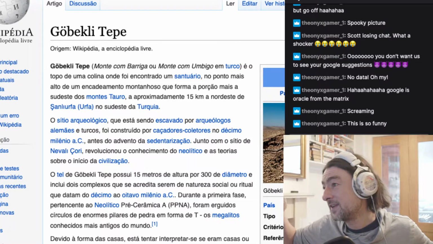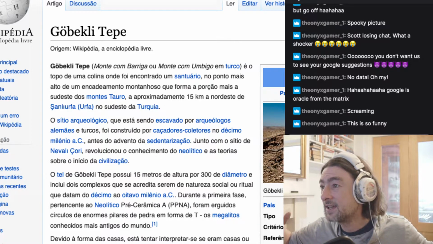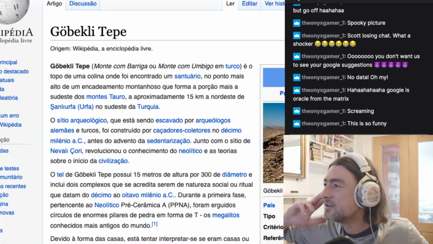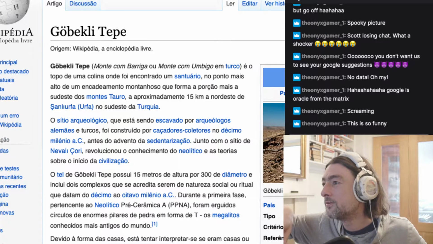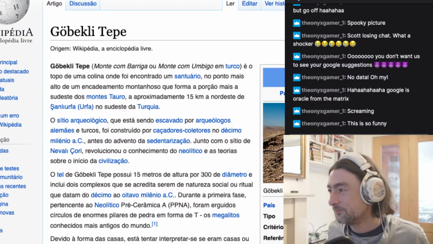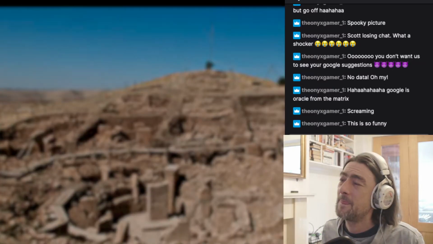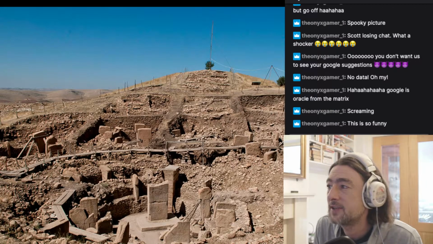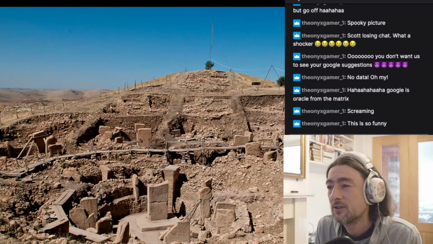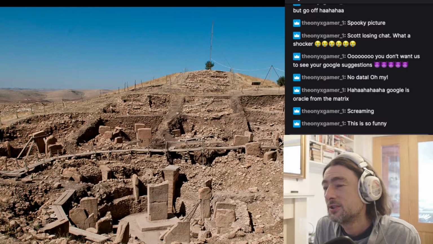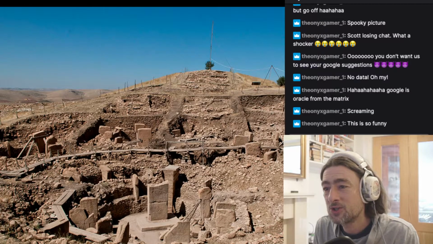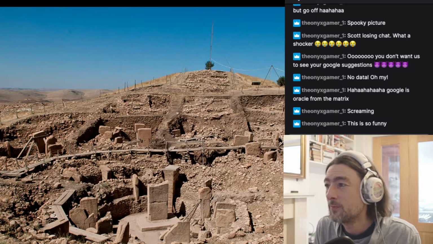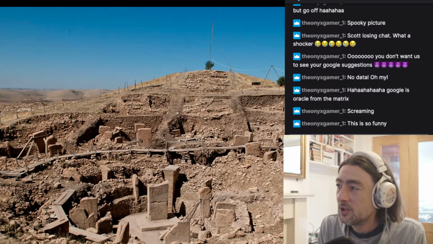Approximately 15 kilometers, a nordeste, I think this is Italian, to the north of somewhere in Turkey, right? And what it is, it's ancient rocks. They're carved out, discovered, done the old Indiana Jones archaeology on this. They've dug them up and they've found them, and they're old.